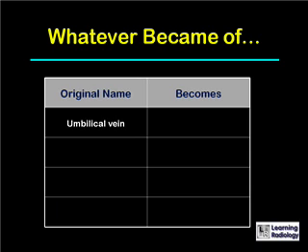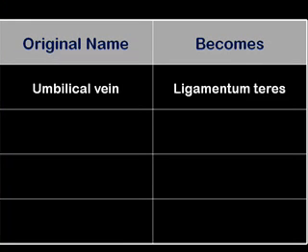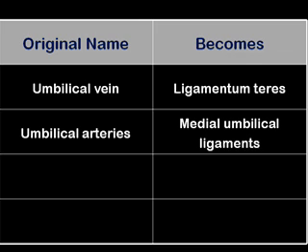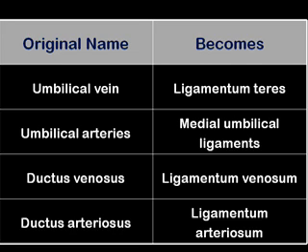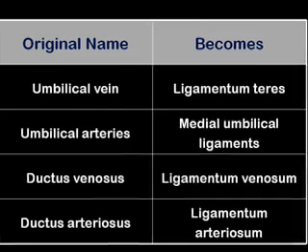This grid is to help you remember the names of the original arteries and veins and what they become later in adult life. The umbilical vein becomes the ligamentum teres. The umbilical arteries become the medial umbilical ligaments. The ductus venosus becomes the ligamentum venosum, and the ductus arteriosus becomes the ligamentum arteriosum.